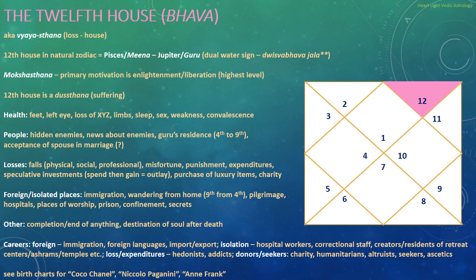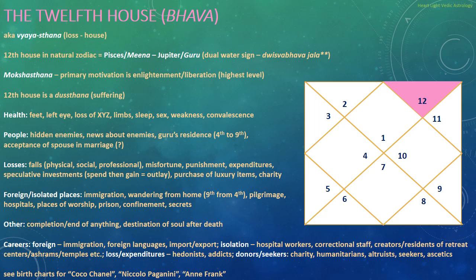People who use foreign languages, especially if the 12th house is related to the second house of oral communication or the third house of written communication. Import export, especially if they have Mercury placements, because Mercury represents business. Another career category is isolation. So hospital workers, correctional staff, creators or residents of retreat centers, ashrams, temples, any places of worship like that. They're a little bit off the beaten trail and protected in some ways.